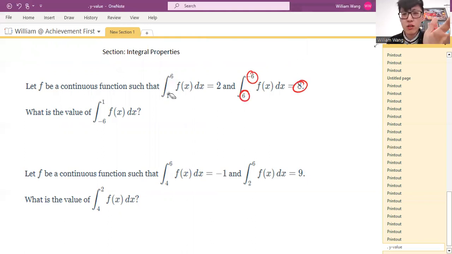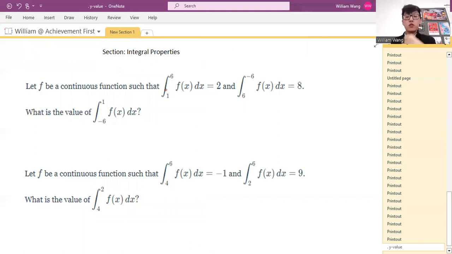First of all, this looks a little weird to me because the higher number is on the bottom. And notice the lower number should always be on the bottom, right? 1 to 6, that's normal. This one's sort of off, but okay. We have tools to deal with that. What is the value of the integral from -6 to 1?